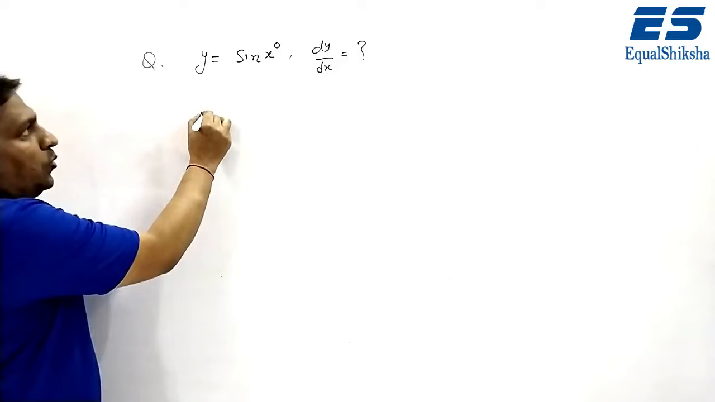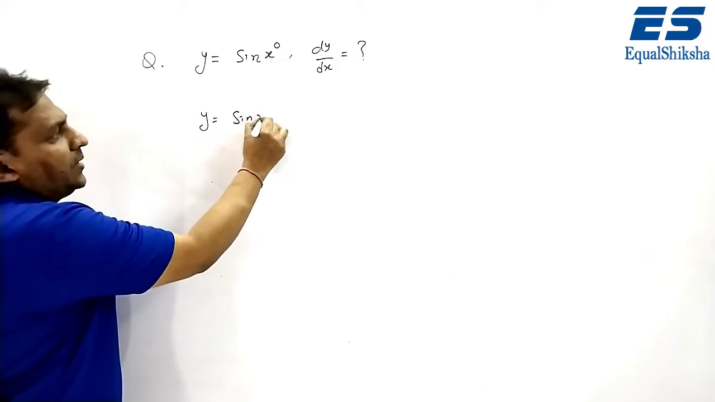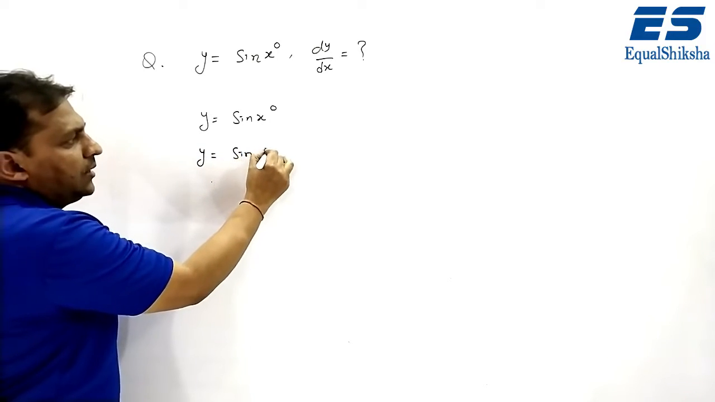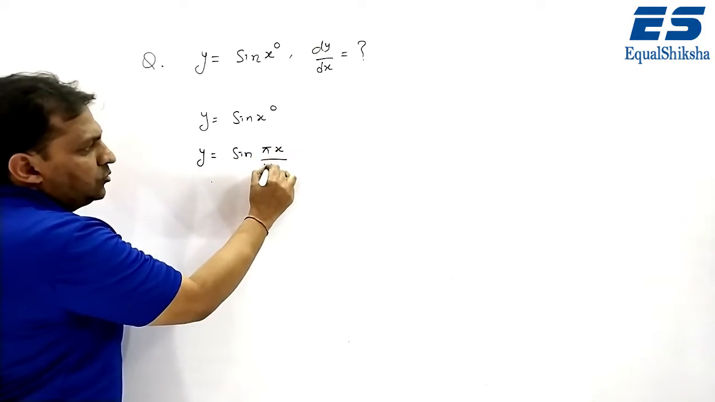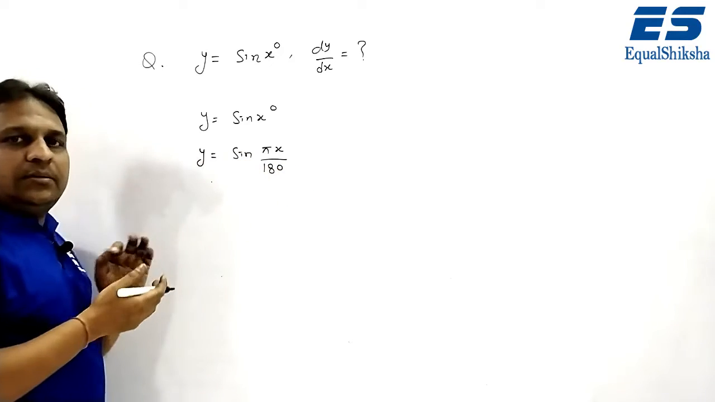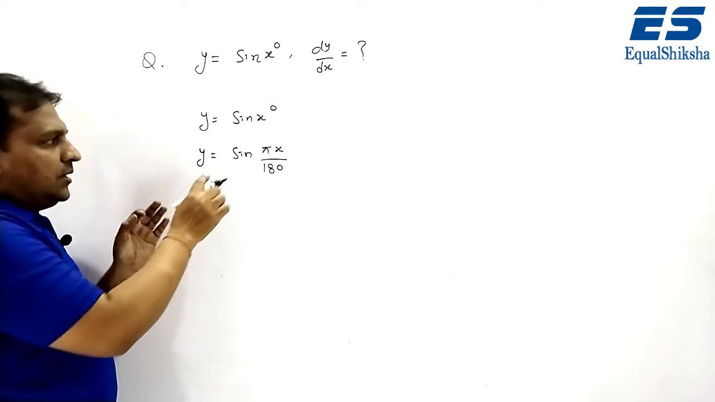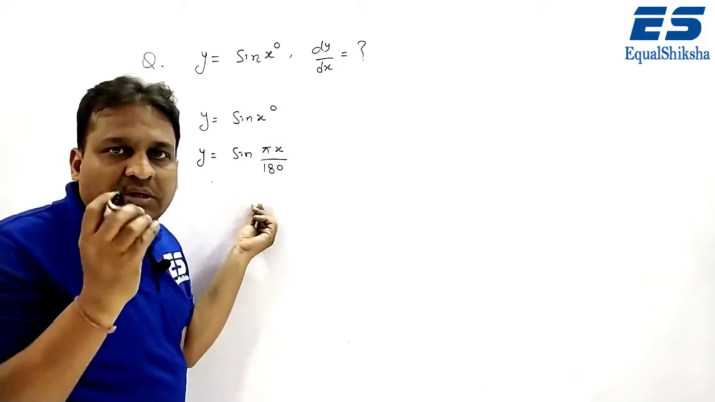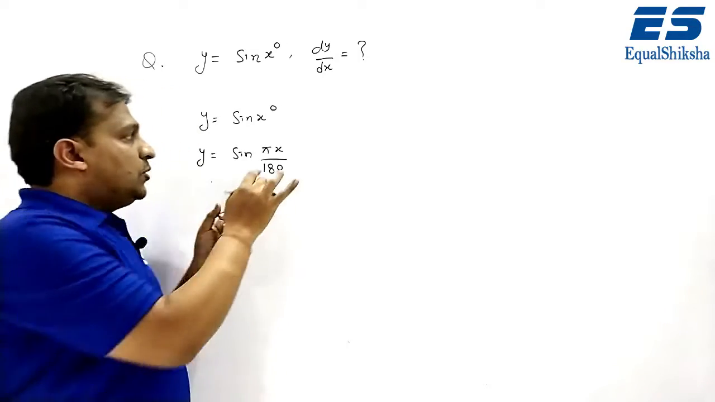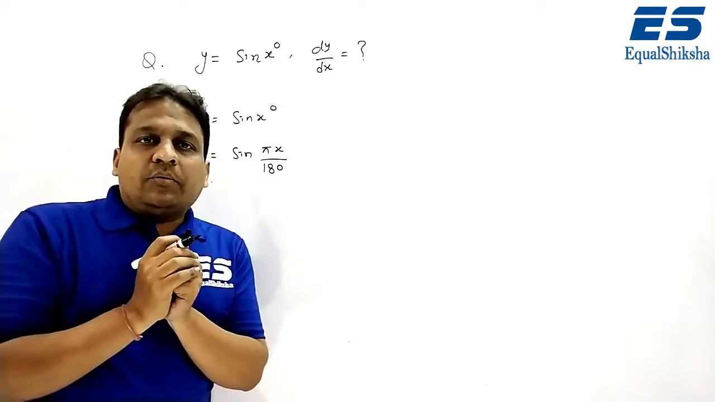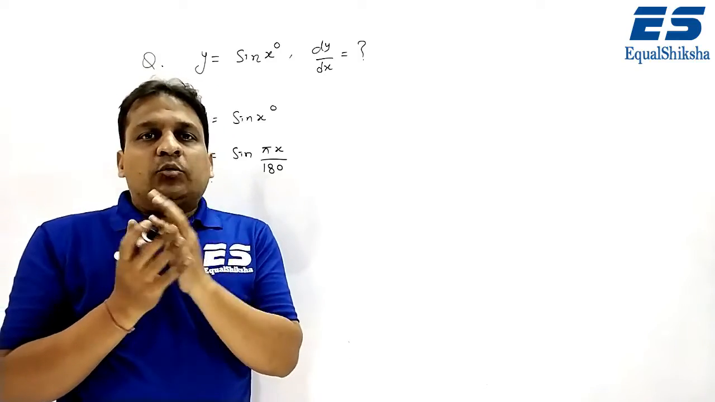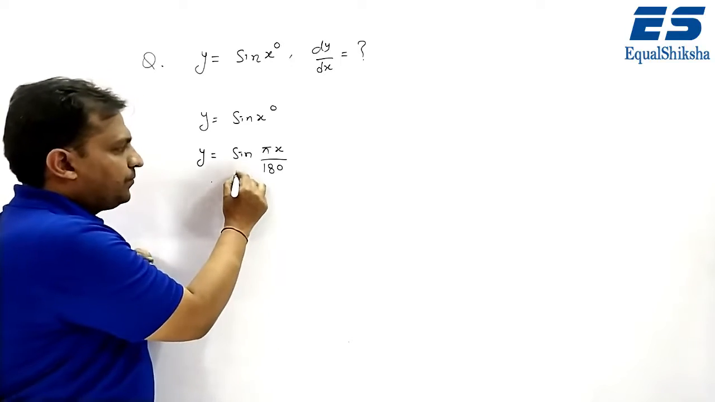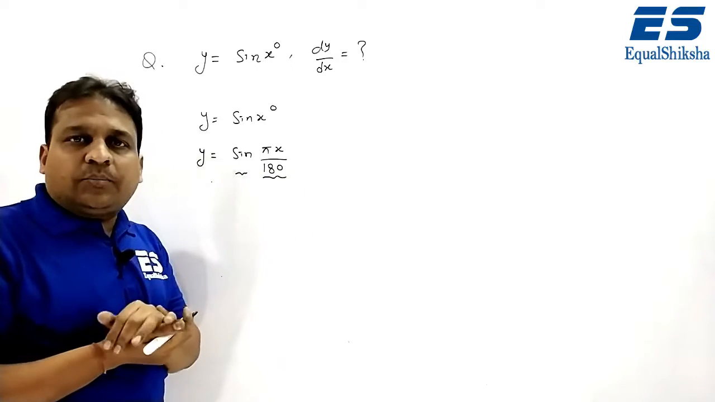So here y is equal to sin x degree. Now we change this degree into radian, then multiply by pi upon 180. So the question will be y is equal to sin pi x upon 180. Here, students, we have to find dy by dx of this function, but this is not a standard sin x function, because x is multiplied by pi upon 180. It means there are two functions. There is a function of function. The first function is sin and the second function is pi x upon 180.